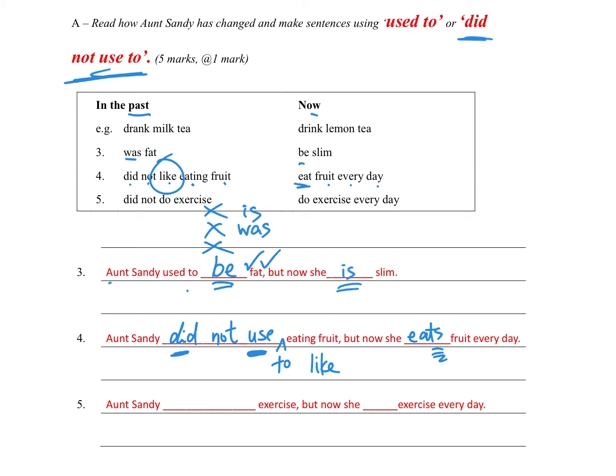Number 5. Past did not do exercise. Now do exercise every day. 又用 did not used to。Aunt Sandy did not used to do exercise, but now she does exercise every day.